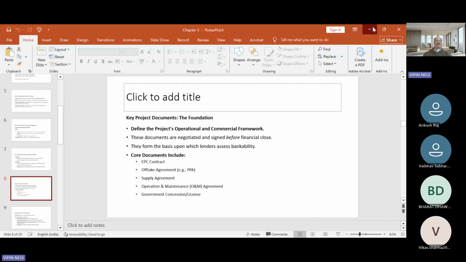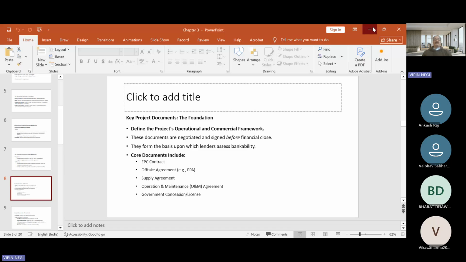As far as EPC contracts are concerned, this is the next one, the EPC contract. The agreement between the SPV and the EPC contractor establishes the EPC contractor's sole responsibility for what purpose? In designing, procuring, constructing, testing, and finally commissioning the plant facility. So it lays down guarantees and minimum performance parameters that the EPC contractor will need to achieve.